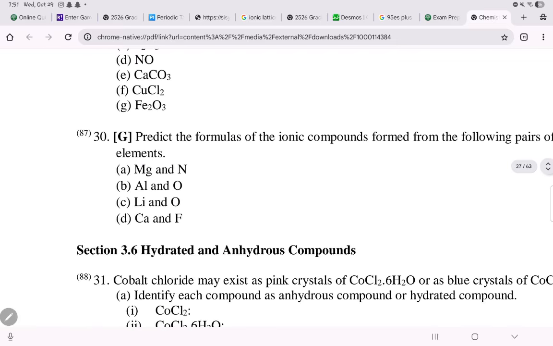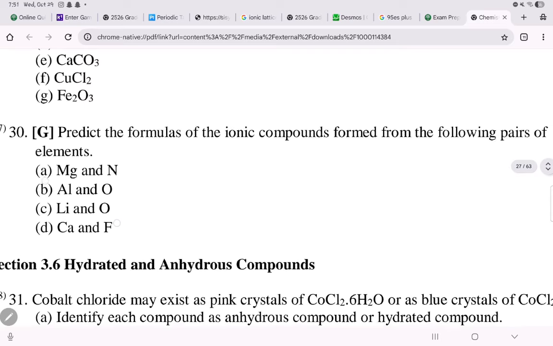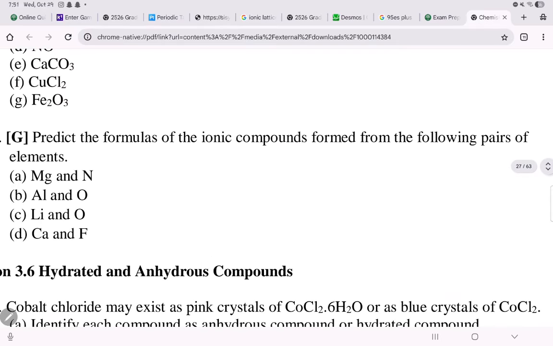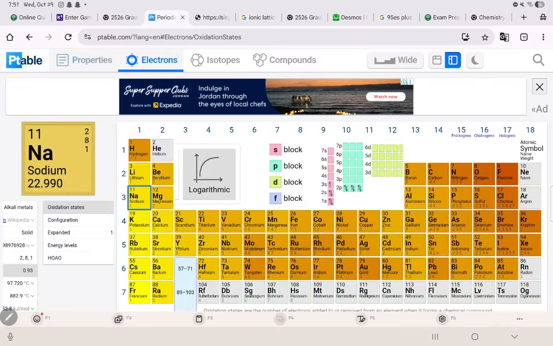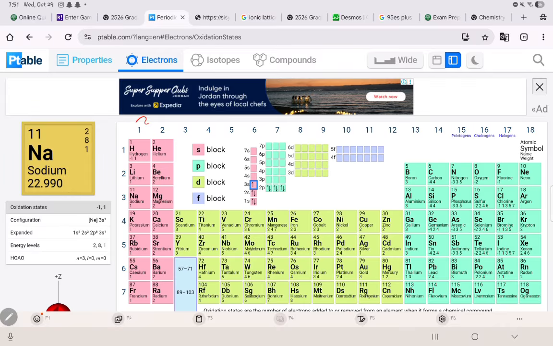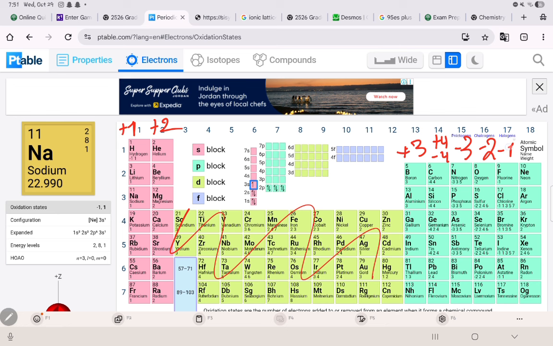Mg is Mg2+, N3-. If you don't know how to check them, you go to the periodic table and you start. You're gonna be like, this is +1, +2. You skip all of these, +3, then these can be +4, -4, then -3, -2, -1, and 0. This is how you do it here. And the transition metals, usually they will give it to you. What's the oxidation number? So in this scenario, this is how you know.